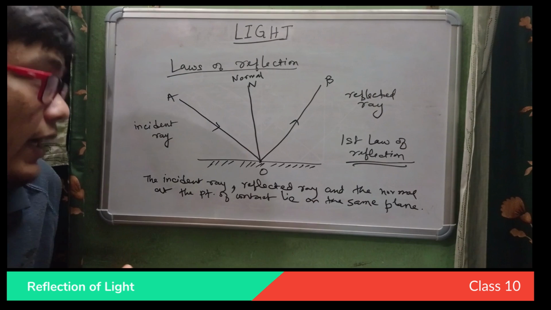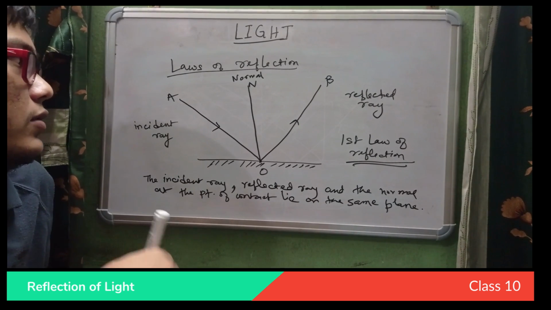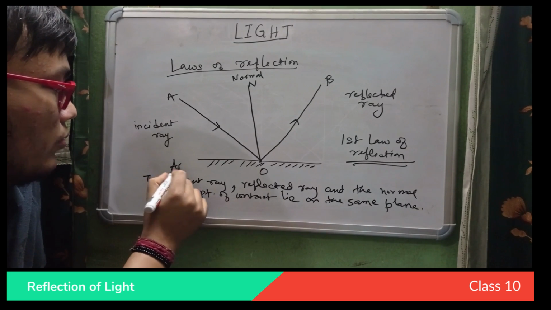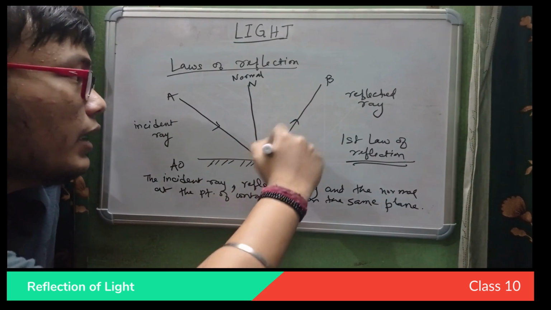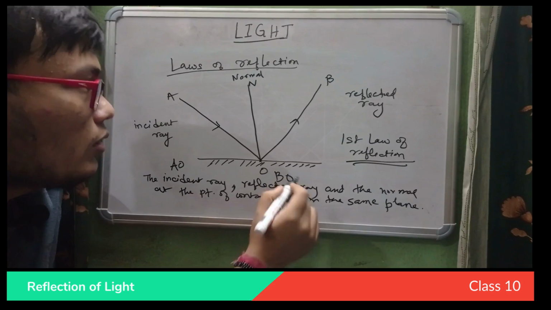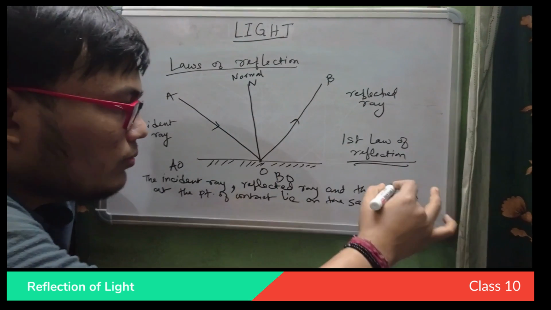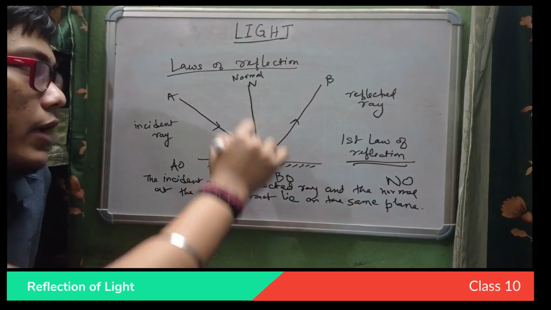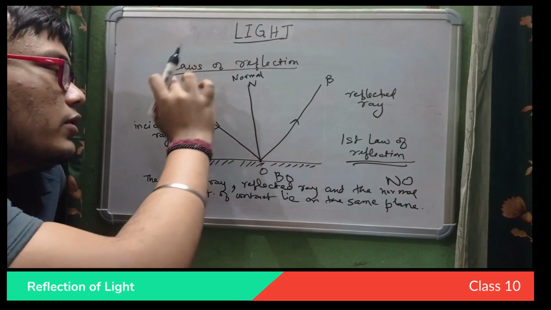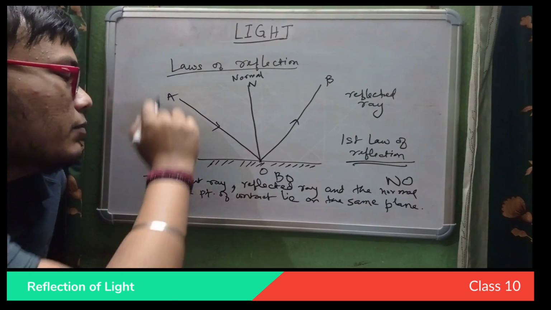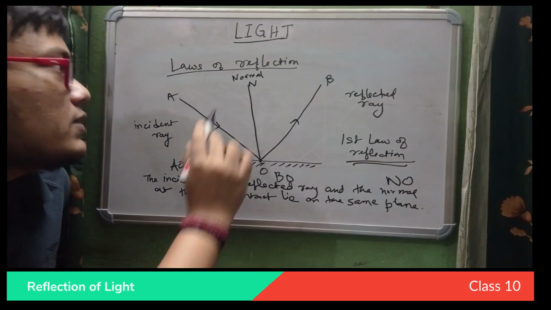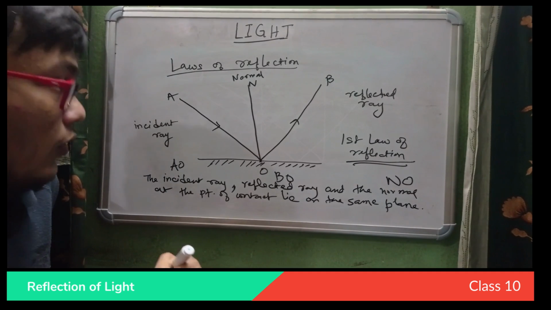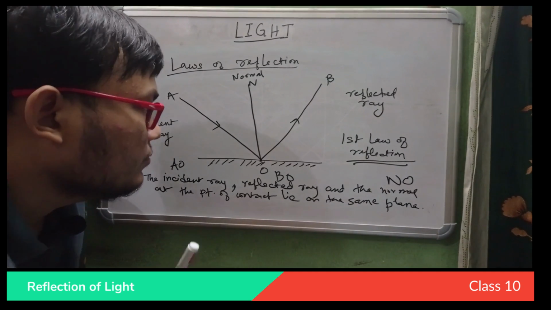What does it mean? Let us consider the incident ray AO, the reflected ray is BO, and the normal is NO. So AO, NO and BO all lie on the same plane. They are on the same plane, right? So this is the first law of reflection. Now we'll move on to the second law of reflection.